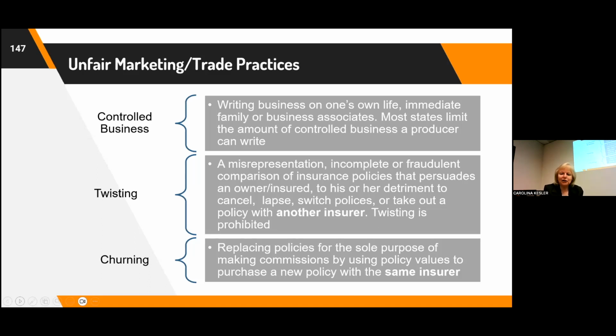Twisting is a misrepresentation, a lie. It's an incomplete or fraudulent comparison of insurance policies that persuades an owner or insured, to his or her detriment, to cancel, lapse, switch policies, or take out a policy with another insurer. Twisting is usually the words induce, lapse, or forfeit, or the client's detriment. That's twisting. Churning is replacing policies for the sole purpose of making commissions by using policy values to purchase a new policy with the same insurer. I once had a client who had 25 policies on her 4 kids. She had paid more into them than they were ever going to be worth. Yeah, that was churning, just to get extra commissions.